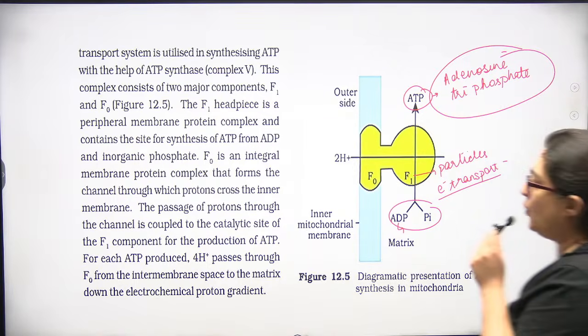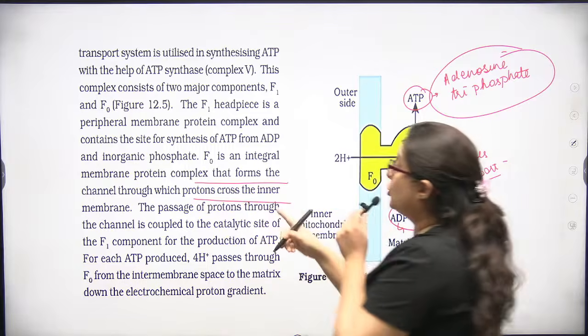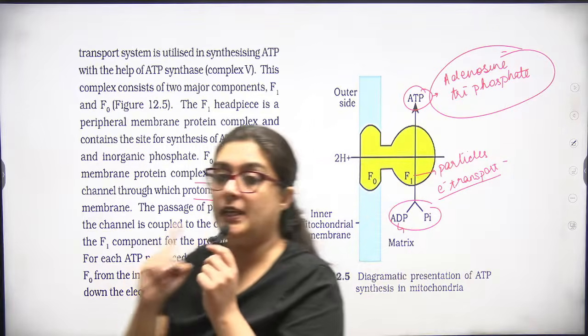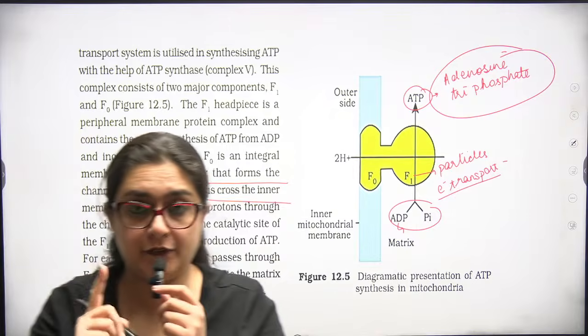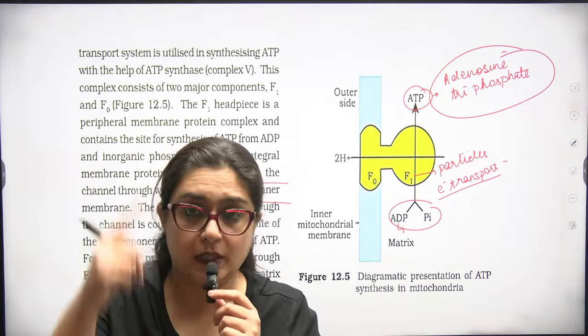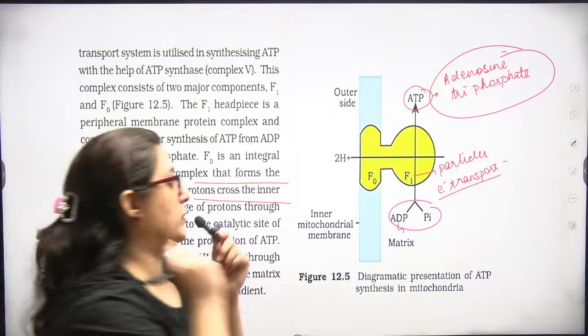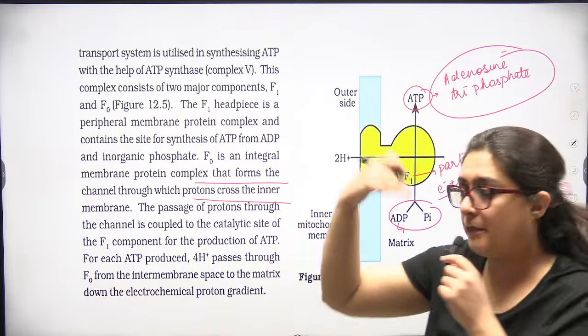Now, F0 is an integral membrane protein complex that forms a channel through which protons cross the inner membrane. Channels should be there. Here we are not dealing with the pump. Here we are dealing with the channels. These channels allow the passage of protons from the matrix to the inner membrane, from the inner membrane to the outer membrane.